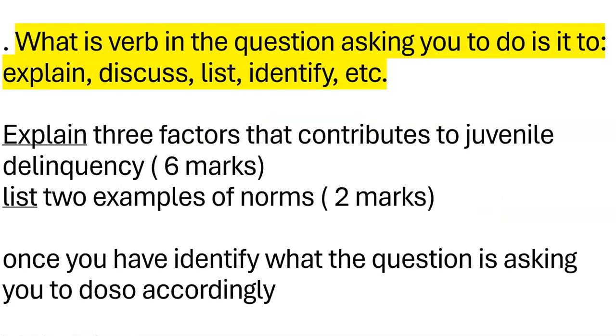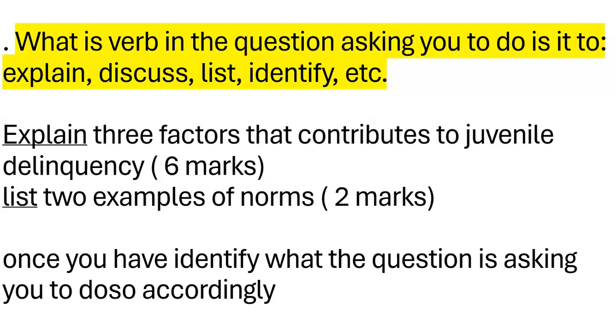Tip number 3 when answering questions. After reading the question, you need to identify the verb in the question. What is this question asking me to do? Once you are able to identify the verb in the question, you will know how much information you need to write. And I have an example here for you. Explain 3 factors that contribute to juvenile delinquency.